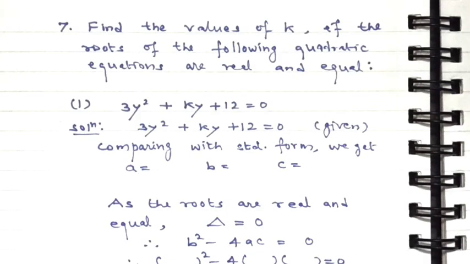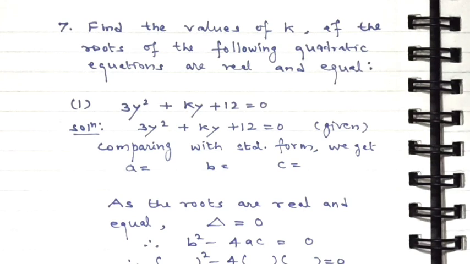Question number 7. Find the value of k if the roots of the following quadratic equations are real and equal. Question number 1. 3y square plus ky plus 12 is equal to 0.